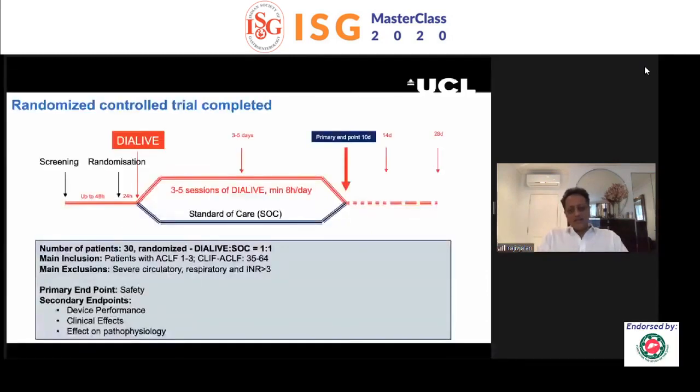which is what has taken us to this study, which I'm happy to say has just finished. And hopefully you'll be seeing the data very soon. So we're in the process. The database lock is probably next week. So we'll be having the data for this very soon.